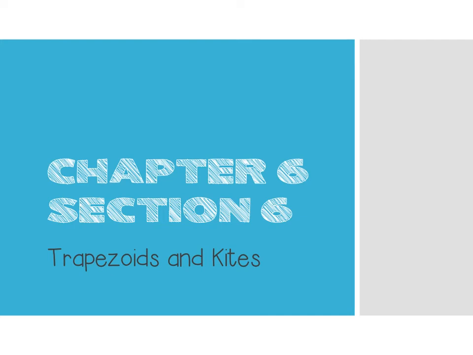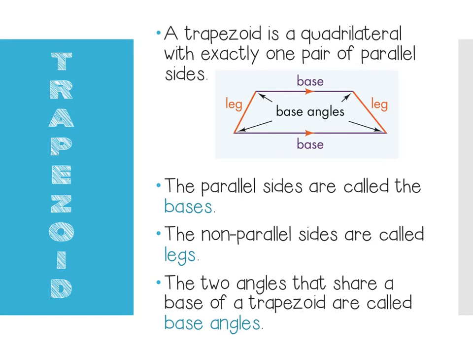This video is going to cover Chapter 6, Section 6, Part 1, which is trapezoids. This section in its entirety will cover trapezoids and kites, but today we're just going to talk about trapezoids. We continue our talk about different kinds of quadrilaterals, or four-sided figures, but a trapezoid is different from the ones we've talked about before. They were all parallelograms. These are not parallelograms.